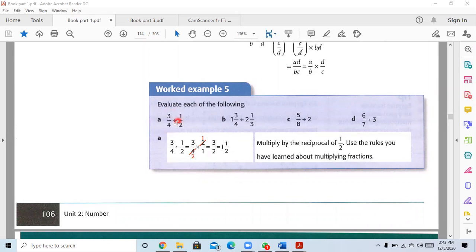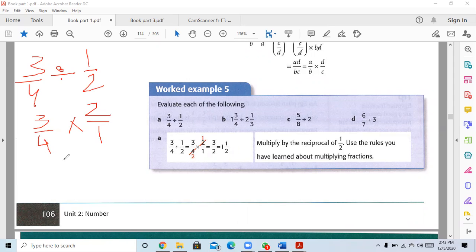Here we have 3 by 4 divided by 1 by 2. So what do you need to do? First of all, I solve here 3 by 4 divided by 1 by 2. So you can replace this sign into multiply. The 3 by 4 you will not change. I write here multiply sign. This thing goes up and this thing comes down. So here is 2 by 1. Okay, so now 2 multiplied by 3, 6, and 4 multiplied by 1, 4.